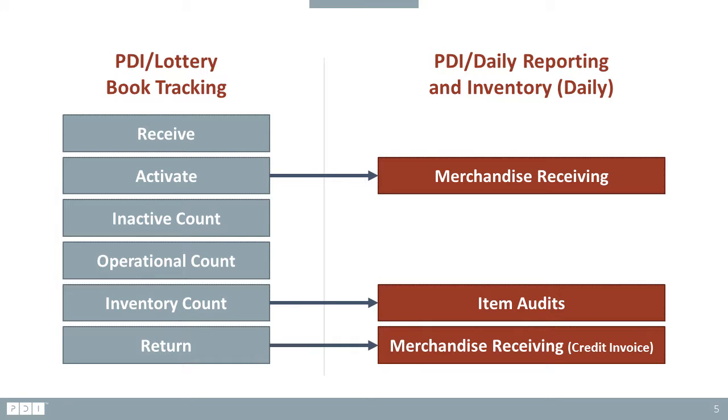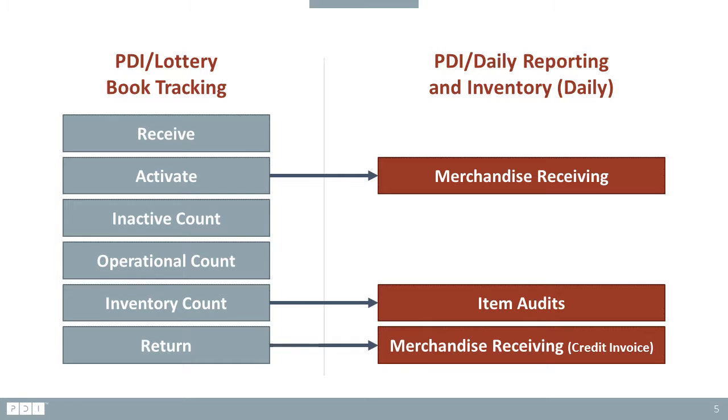Now, again, for a lot of states, that doesn't mean we've got an invoice. That just means we've captured the fact that it was physically delivered to our store. So you'll see here in the diagram, it's not actually going to daily reporting. It doesn't necessarily need to go into inventory, but you still want control over it. So we keep that in our book inventory, our book tracking system.